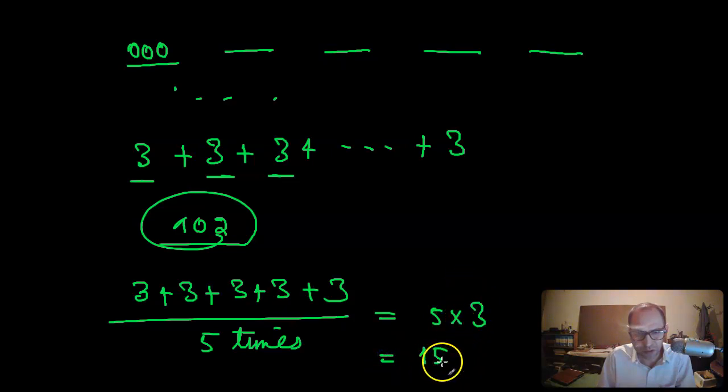Which means that instead of writing 3 plus 3 plus 3 plus 3 plus 3, five times, I can simply write 5 times 3 and then calculate it as 15. Otherwise, I would have to do the addition here. 3 plus 3 is equal to 6. 6 plus 3 is equal to 9. 9 plus 3 is equal to 12. 12 plus 3 is equal to 15. And of course, this is just 5 times. If it was like 180 times, then it wouldn't humanly be possible to do the operation.